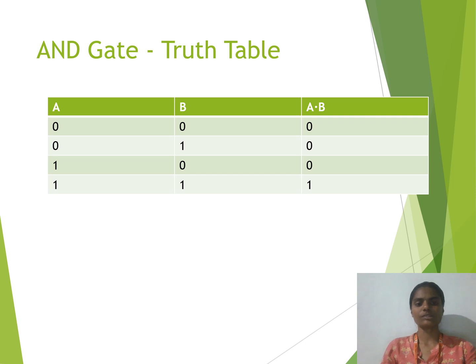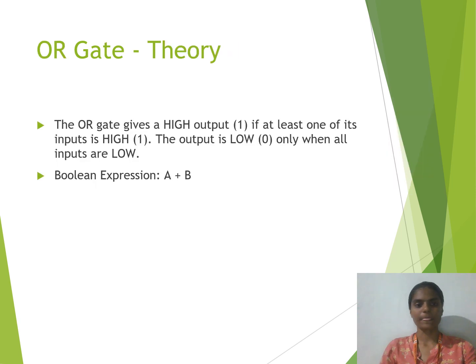If 0 and 0 are inputs, then the output is 0. If 0 and 1 are inputs, then 0 is the output. If 1 and 0 are inputs, then 0 is the output. If 1 and 1 are inputs, then 1 is the output.